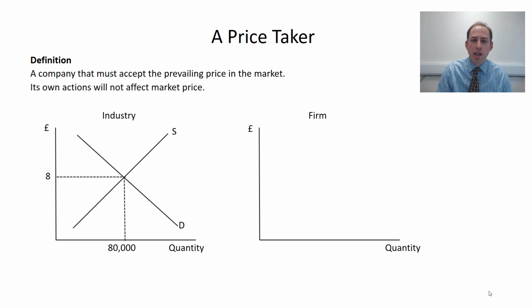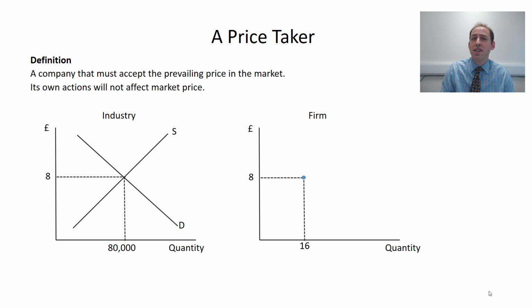So I've given you an example here. We've got an industry in which there are 80,000 units being produced, and the market price, as determined by demand and supply, is £8. Now let's see what our small firm is doing in the market. Currently, let's say it's selling at £8 as well. It has to sell at the same price as everybody else, and it's selling 16 units. We can mark that little point there on the graph.